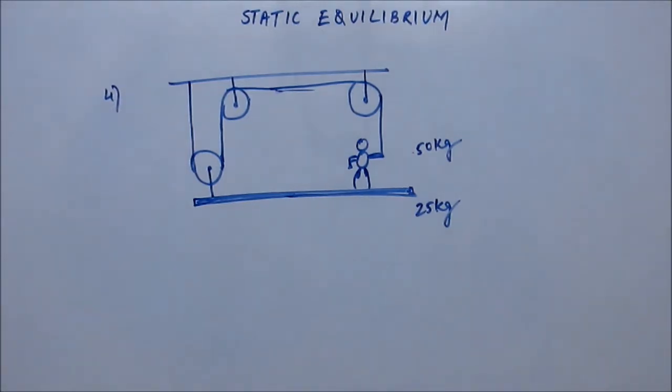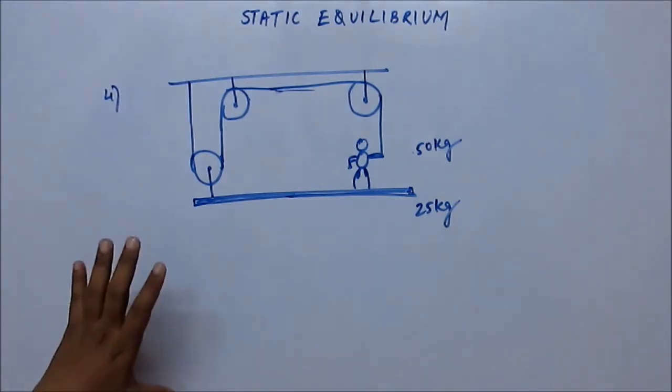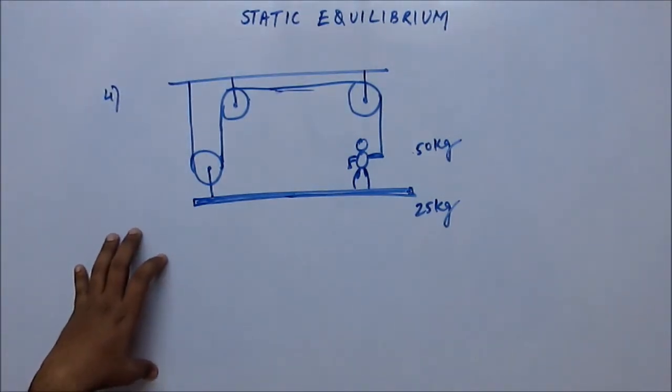It's a good problem for practice. Try to work this one out. To approach this kind of problem, suppose they're asking what is the force for the system to be stationary, then what you should do is, you should draw the FBD first. From there things would be very clear, it will be easier to think.